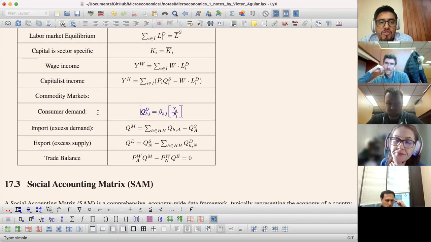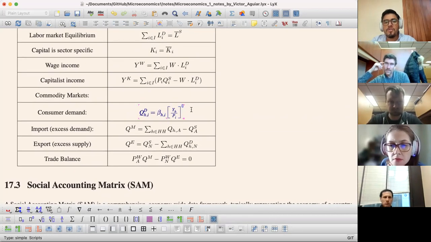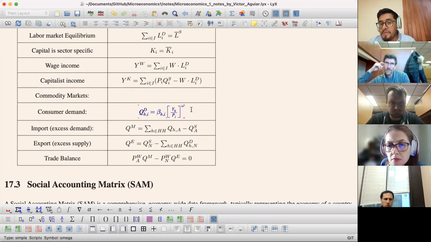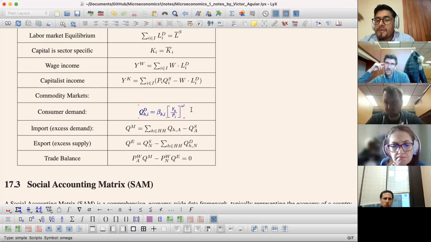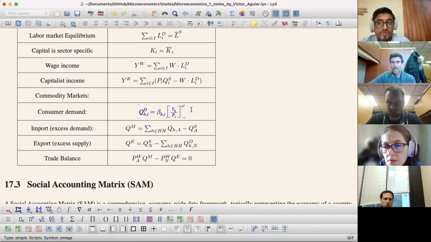I go to the consumer demand, and now instead of having this demand, I add a new parameter. This is a new model of demand. I have a new parameter, and it's a different behavior. What will happen with this model now? Will this produce a different counterfactual when I change my tariffs? For sure, as long as omega is not 1.